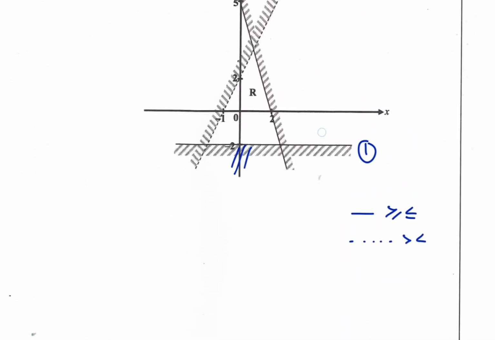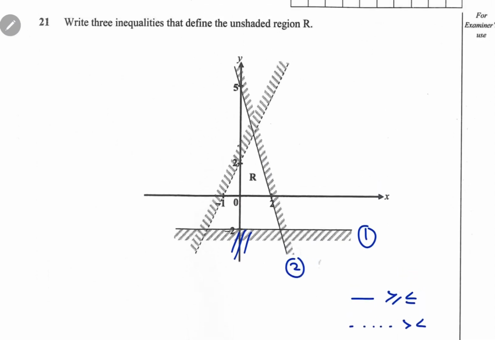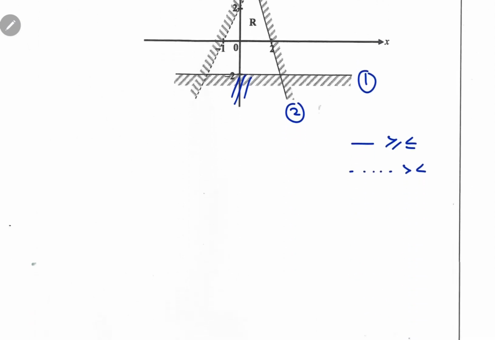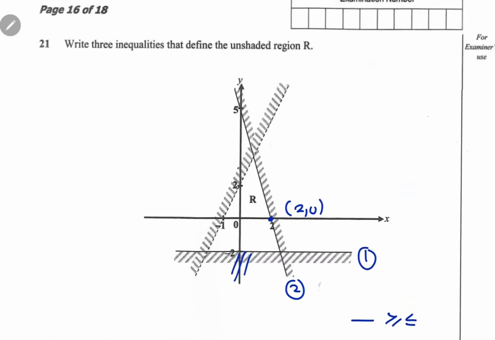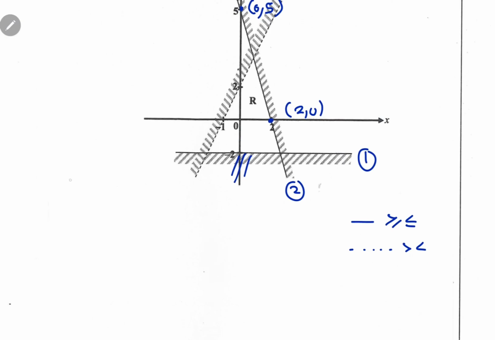Then for the others that are remaining, you need to come up with the equations. So let me go with this one as the second one. It is passing at 5. Now we are going to pick the points here. The first point is 2, 0. The next point is 0, 5. Now that we have the 2 points, we are going to find the gradient first because we want to find the equation of a straight line.